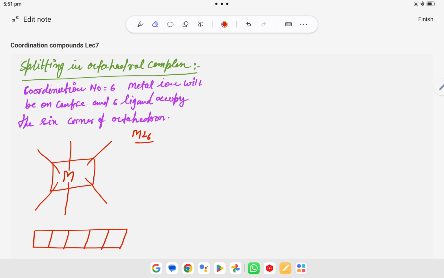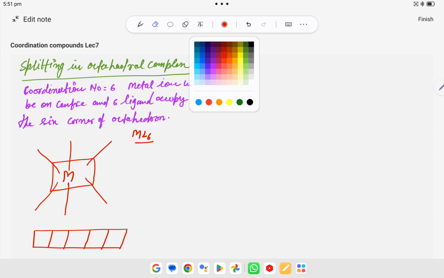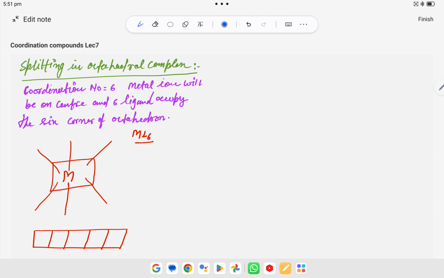First is called dxy, dyz, dzx, dx square y square, dz square. These are the orbital names. So what do we know? We know that two orbitals. Which two orbitals? These two orbitals.